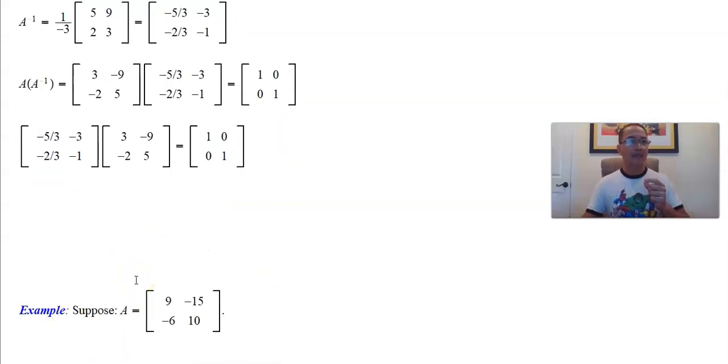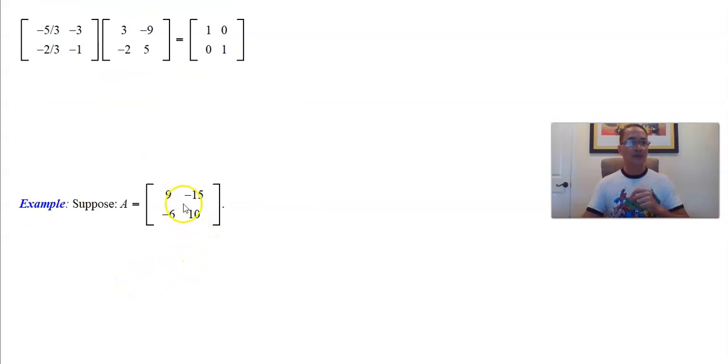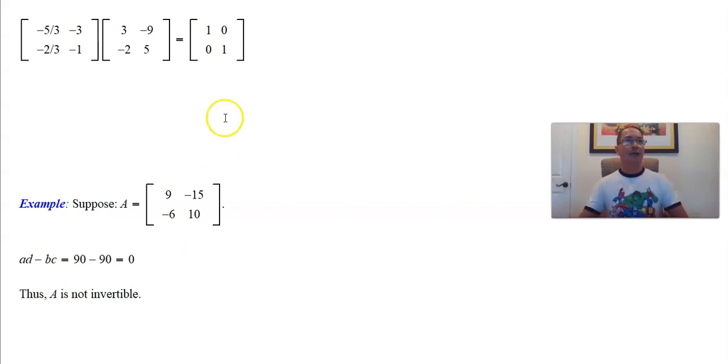So let's look at this second example. So we have 9, negative 15, negative 6, 10. So this time, what is AD minus BC? What do we get? So 9 times 10, 90, minus BC, negative 15 times negative 6. Wait a minute, that's also 90. So that matrix is not invertible. Okay, so there you go. We know how to tell if a matrix is invertible or it is not invertible.